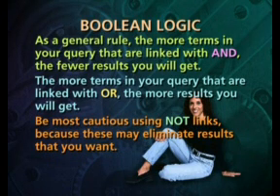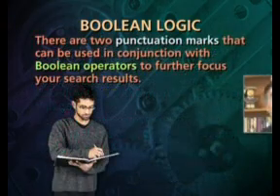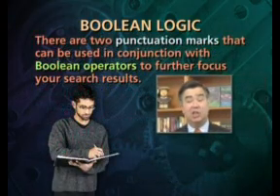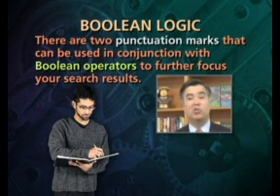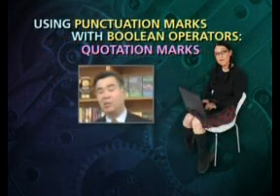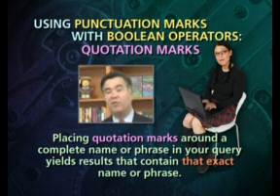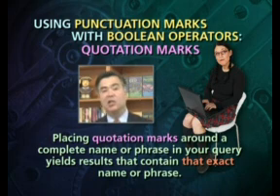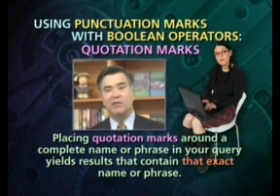Now, in addition to these three operators, and, or, and not, there are two punctuation marks that can be used in conjunction with Boolean operators to further focus your search results. First, quotation marks. When you place quotation marks around a complete name or a phrase in your query, that yields results that contain that exact name or phrase. For example, you may want to use this to get two words only when they are side by side rather than separated by a few words.